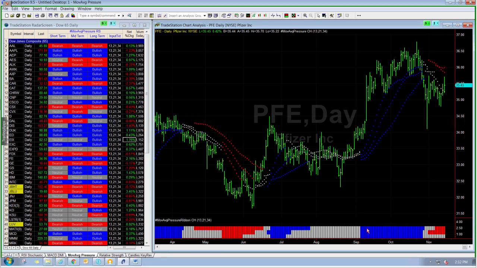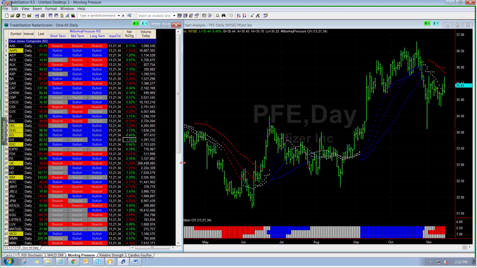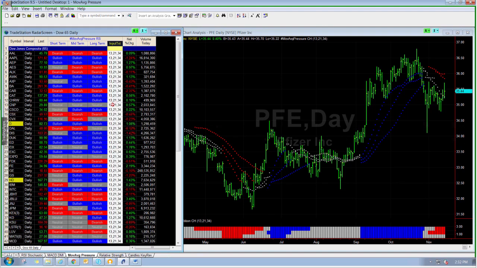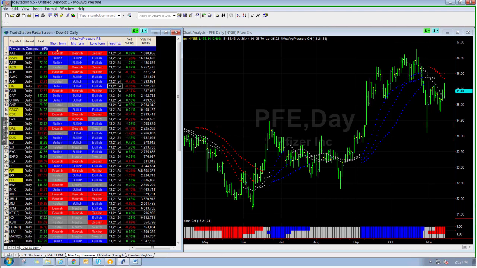And of course, we want to see this same concept in RadarScreen. Here in the RadarScreen indicator, you can see we've applied that same moving average pressure scan, which is 3 different moving averages. Again, in RadarScreen there's a column that shows you the different length moving averages for each of the calculations. So there's a short-term, mid-term, and long-term. And in this case, we can look at all the symbols in the Dow 65 and see what the mode of the trend is across 3 different time frames.